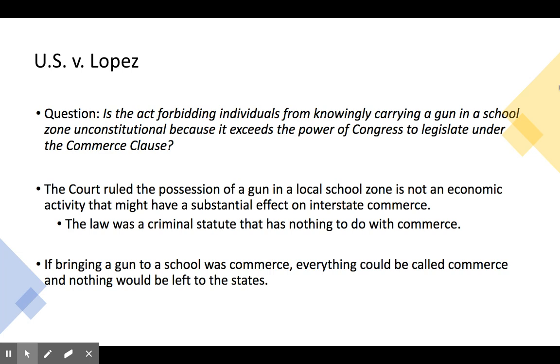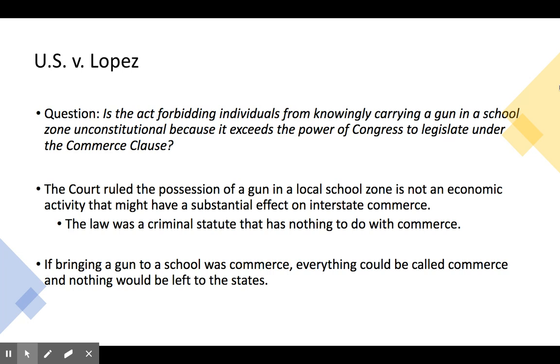Now, the court is going to hold that the Gun-Free School Zones Act was unconstitutional because Congress lacked the power to regulate the carrying of handguns within states under the Commerce Clause, okay, because it is that criminal activity and it's not related to commerce or economic activity. So the court is ruling that if bringing a gun to school is considered commerce, then everything could be called commerce and nothing is going to be left to the states.